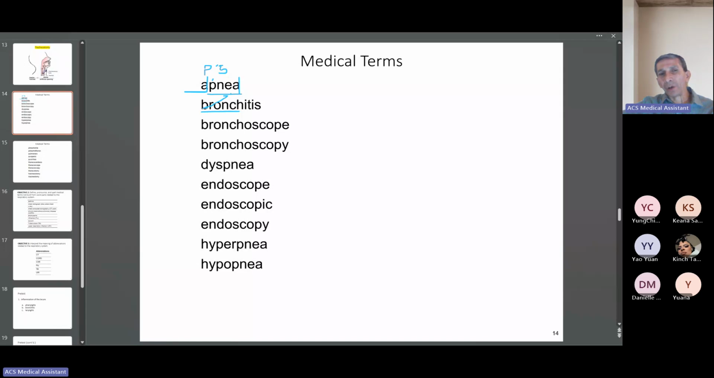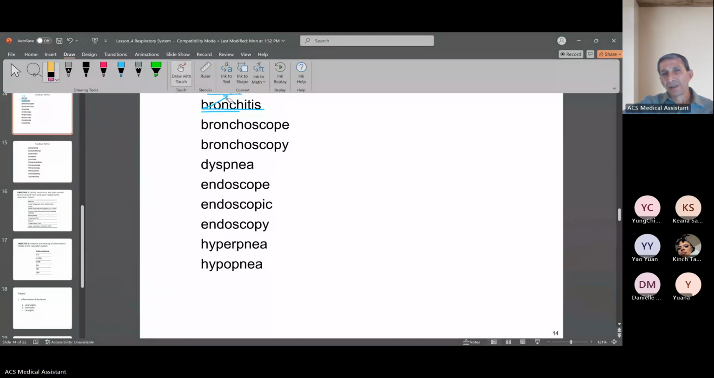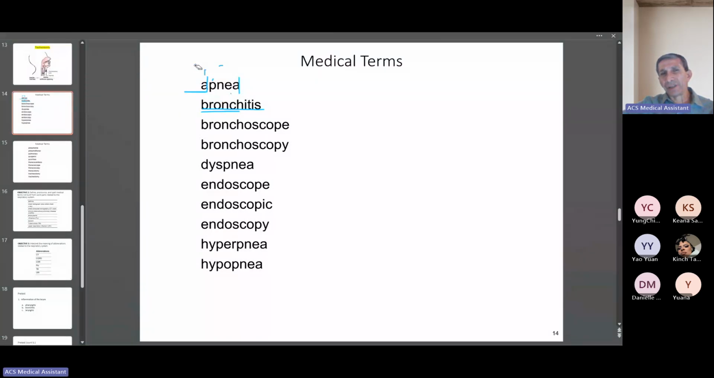Then we have below bronchitis. We mentioned bronchitis yesterday. Bronchitis is a very common medical term because it's a very common medical condition, diagnosis. The tubes that bring air to the lungs are obstructed. They are swollen. They are inflamed. That's what is called itis.